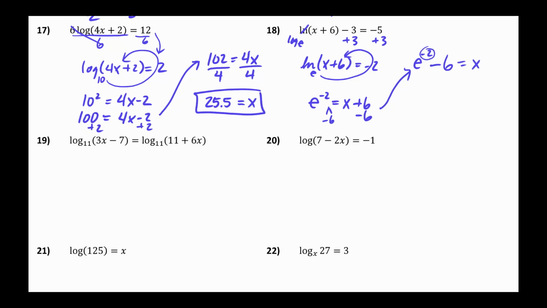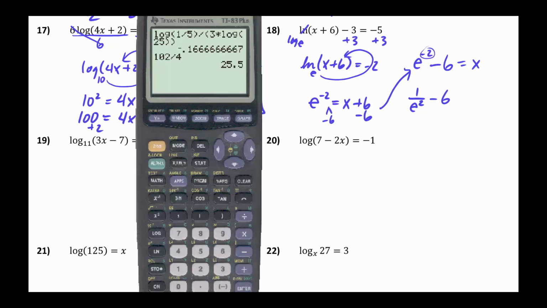What does the negative exponent mean here? Remember, negative exponents mean that they jump to the other side of the fraction. So this is technically 1 over e squared minus 6. You don't need to know that, but I want to make sure that you remember things from the past.